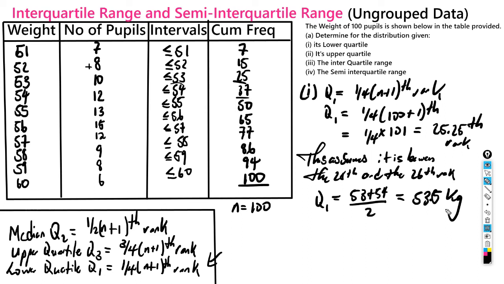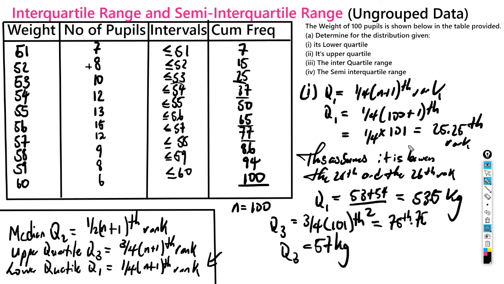So great. Let's move on to its upper quartile, which is Q3. I need to shorten things, guys. It's really not enough space here. So I'm going to get the 3/4 of the 101th rank, and I end up with the 75.75th rank. If you look on the diagram, you'd see that the 75.75 matches between 65 and 77, so it's the 57th rank. So Q3 is equal to 57 kilograms. Cool.